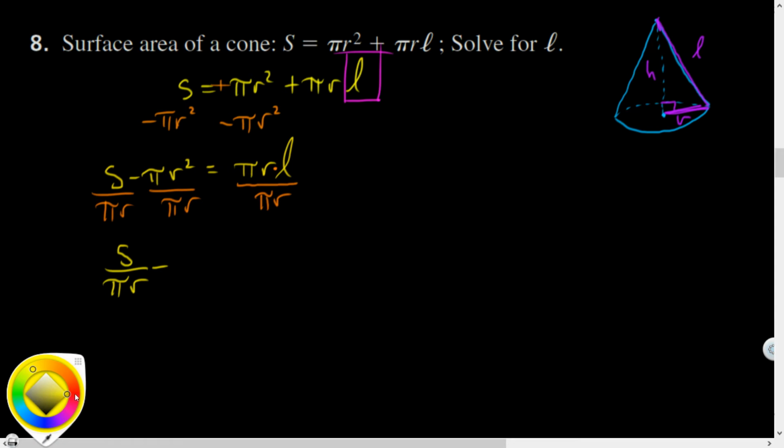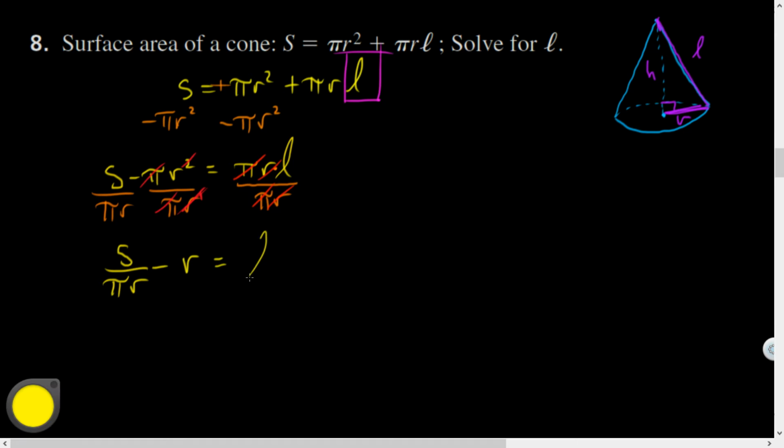Minus, now guys, check this out. These pi's cancel each other out. That's weird. And r squared divided by r to the first. We haven't gone over any properties of exponents. I don't know if you guys know this, but that's just going to be r. Over here, the pi's cancel out, the r's cancel out, and I'm left with just L, which is what I wanted. Good old slant height.